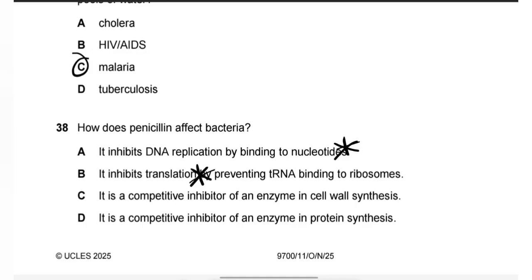Then C, it is a competitive inhibitor of an enzyme in the cell wall synthesis. Now, that's correct. It deals with the cell wall, right? It affects the wall, and then you can end up having holes or loose spaces in the wall, and when water gets in via osmosis, the bacterial cell will burst, and that's how they work. And D says it is a competitive inhibitor of an enzyme in protein synthesis. Again, no protein synthesis, and also nothing to do with DNA translation, transcription, and all that. It deals with an enzyme in the cell wall synthesis. And so we go with C.